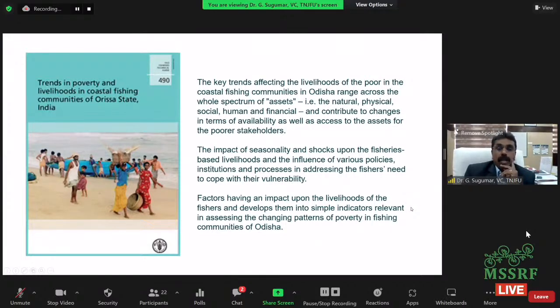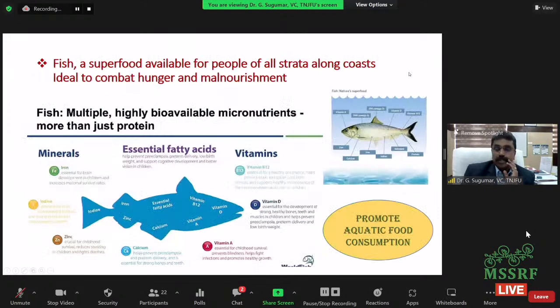Okay, so fisheries and aquaculture is a way to overcome this. How? Fish, you all know, is a real food or a healthy food available for people of all strata along the coast, ideal to combat hunger and malnourishment. See, there is absolutely no food as wholesome as fish in terms of micronutrients, essential fatty acids, proteins, vitamins, minerals, and so on and so forth.